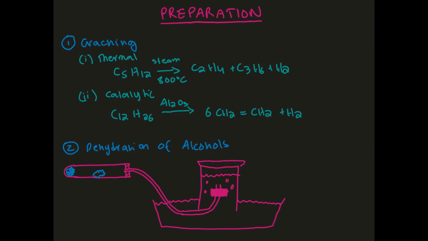So the first type of cracking is thermal cracking, in which you're going to pass steam at 800 degrees Celsius over the large molecule, and then it's going to split into smaller molecules. The second type is catalytic cracking. So in this case, you're going to use a catalyst, which is Al2O3, and this is going to be split into alkenes. So this is the first way to form alkenes. The second way is dehydration of alcohols, which has been covered in detail in the alcohols chapter.